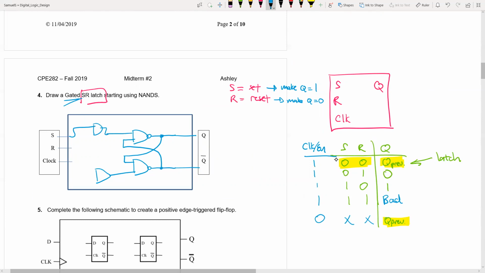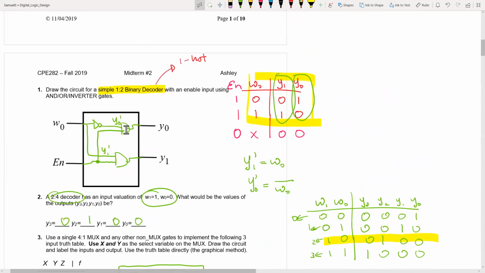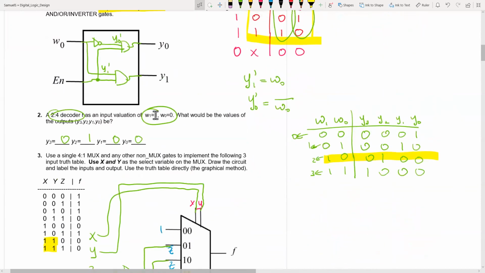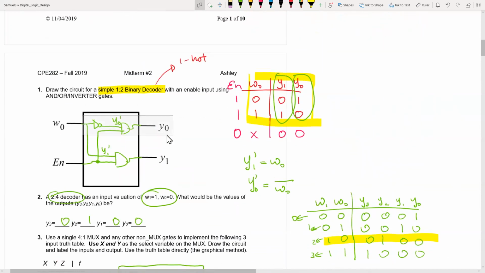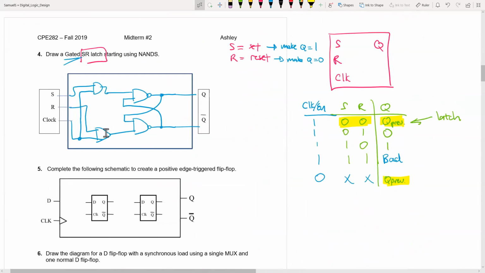So S goes into one of them, R goes into one of them, and then the clock goes into one of them, and then the clock also goes into the other one. So again, just like earlier for the very first question up here, we had an enable. And the way that we took the enable into account was we placed AND gates in series. So that's what we're doing here. With respect to the Y naught path, we put an AND gate in series in there. Same thing with the Y1 path. We inserted an AND gate in between that path, which was originally Y1 prime and Y1. So coming back down here, we insert these AND gates in here.